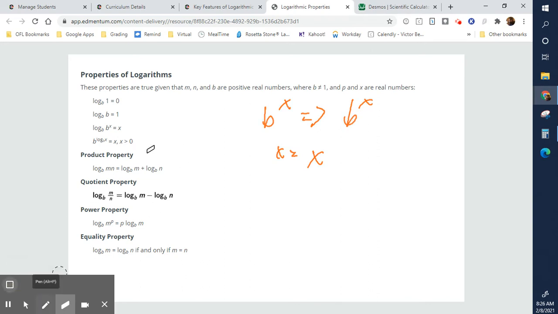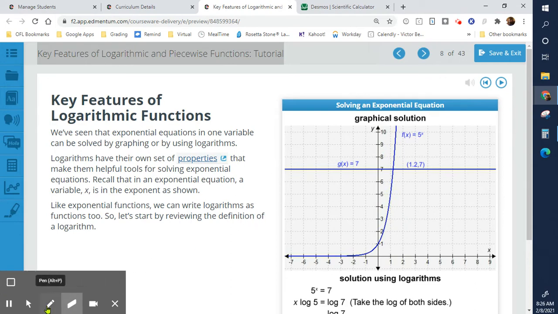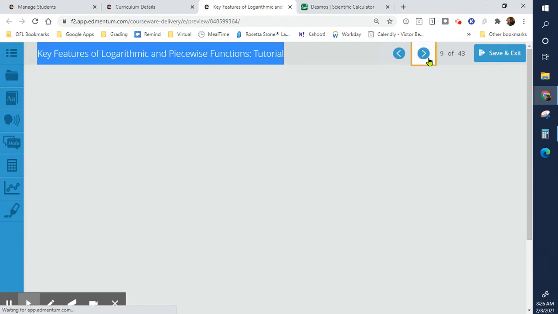And again, if you're having trouble with this, I do recommend studying up on logs. You can rewatch the log video if that helps. I'm not sure why this is not erasing. That's really weird. All right, and you can watch the other properties as well. So let's move on here.